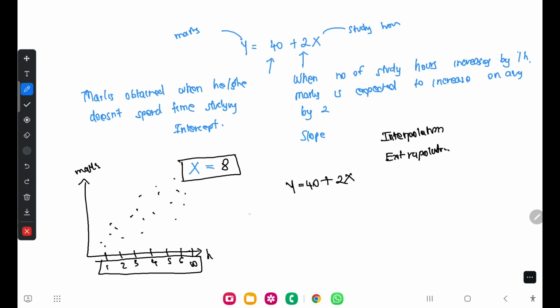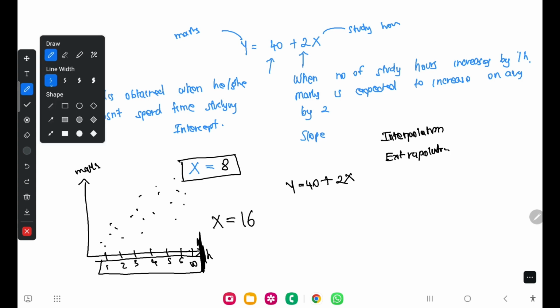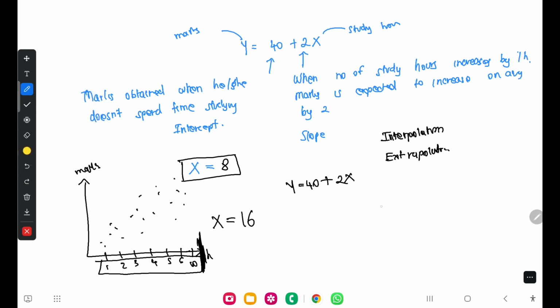If we go beyond this 10, and say we want to find the marks of a person who has studied for 16 hours, then that is called extrapolation. Now we say that extrapolation is not very reliable. It is less reliable when compared to interpolation. Let me give an example for you all to understand this very quickly. Consider this as years, and consider this as tourism earnings.